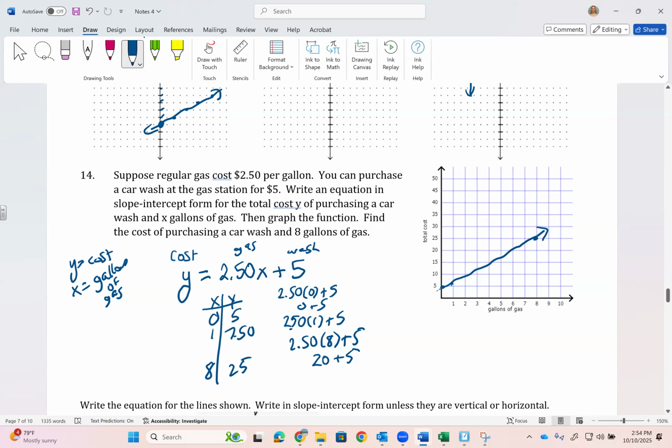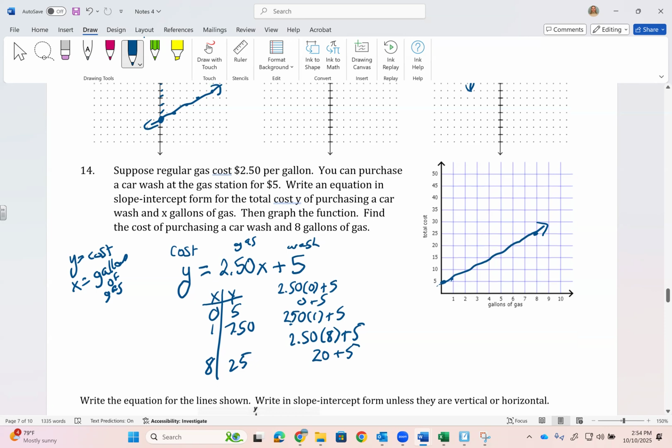So depending on how many gallons of gas you buy, it's going to be increasing in cost. So the beginning value or the y-intercept's at 5, and it's going to increase by 2.50 every time you buy another gallon of gas. And it does make sense to connect these because you can buy partial gallons of gas. You can buy 1.5, 1 3/4, lots of decimals when you buy gas. It's not normally an even gallon amount, unless you're completely empty or you're fixated on whole numbers.